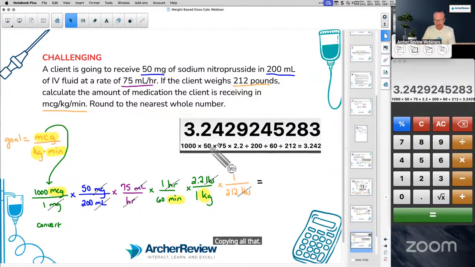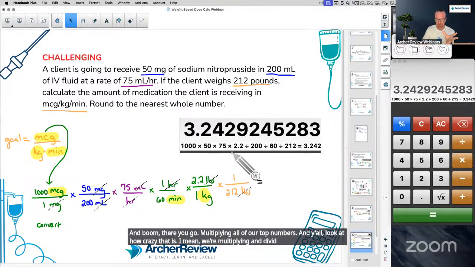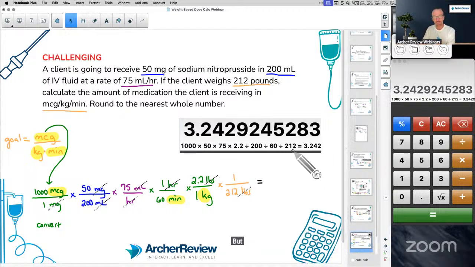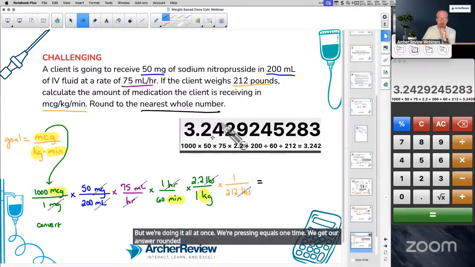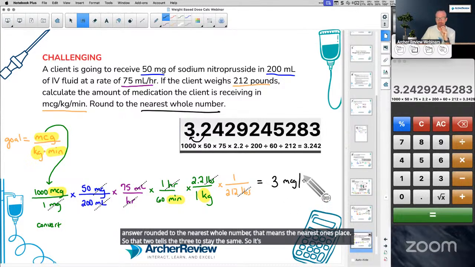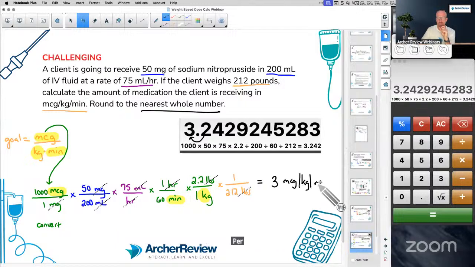And boom, there you go. Multiplying all of our top numbers. And y'all, look at how crazy that is. I mean, we're multiplying and dividing 1, 2, 3, 4, 5, 6, like 7 different numbers, but we're doing it all at once. We're pressing equals one time. We get our answer rounded to the nearest whole number. That means the nearest ones place. So that 2 tells the 3 to stay the same. So it's 3 micrograms per kilogram per minute.